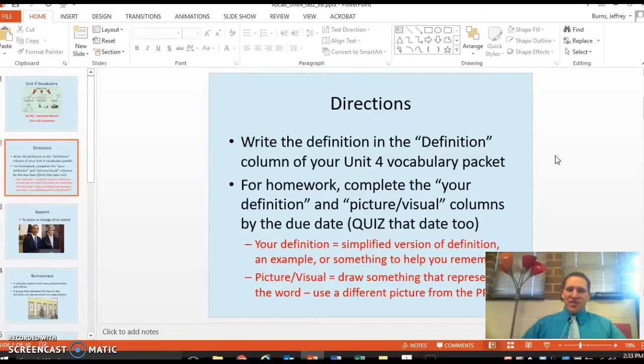Make sure for your definition you are creating your own simplified definition, a synonym, an example, something to help you remember that word. For the picture and visual, you're going to draw in color something that represents that word. Use something different from what's on the PowerPoint. Alright, we got 8 words, so the first 4 are on the front.